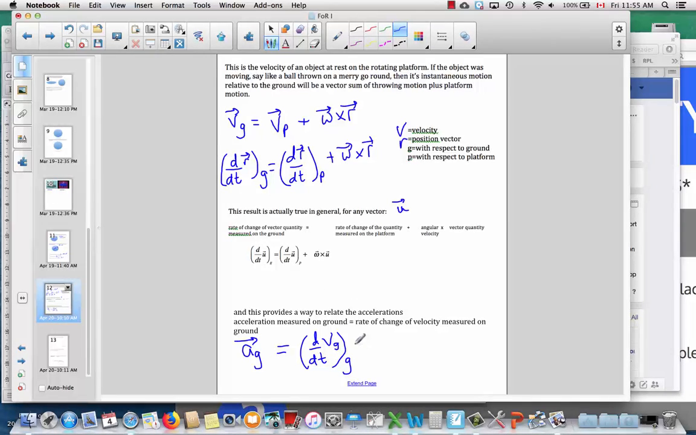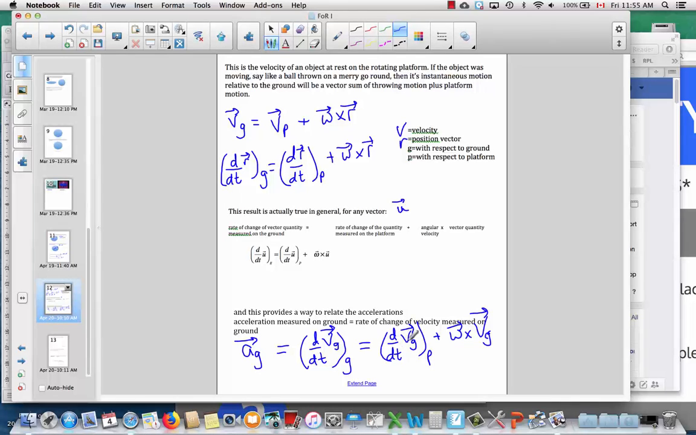Now if we apply the result that we just found to this rate of change of vector velocity, because we're going to relate it to rates of change as seen in the rotating reference frame, the rate of change as measured on the ground is the rate of change as measured in the platform plus a term omega cross that vector quantity.